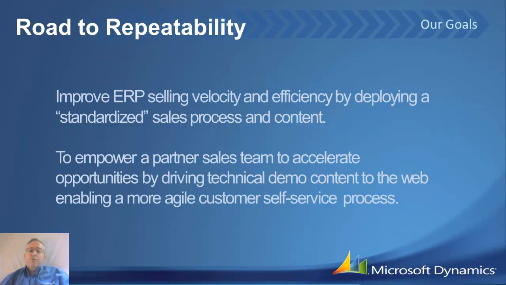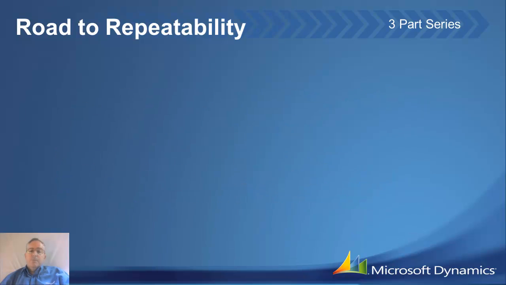A key goal of Road to Repeatability is to improve ERP selling velocity and efficiency by deploying a standardized sales process and content. We also want to empower a partner sales team to accelerate opportunities by driving technical demo content to the web, enabling a more agile customer self-service process.